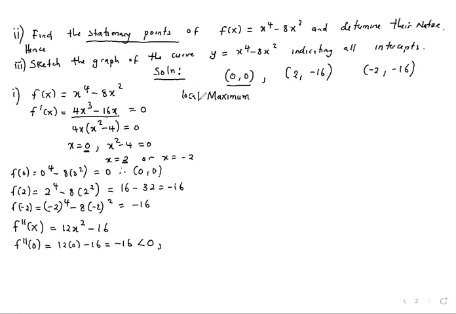Then we come to 2. Take it in the second derivative. We have 4 times 2 squared minus 16. This is going to be 4 times 12. That's 48 minus 16 is equal to positive 32, greater than 0. So this is local minima.